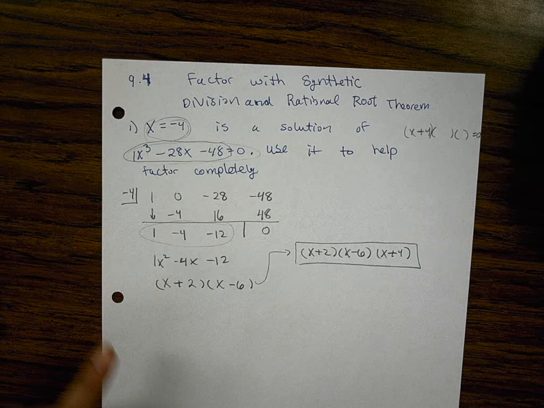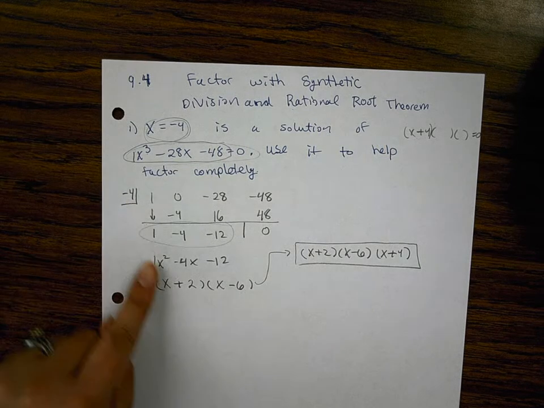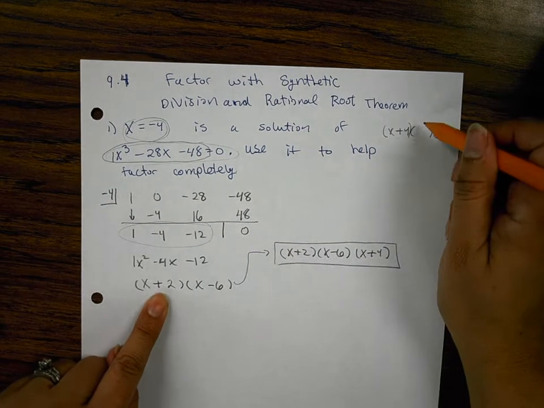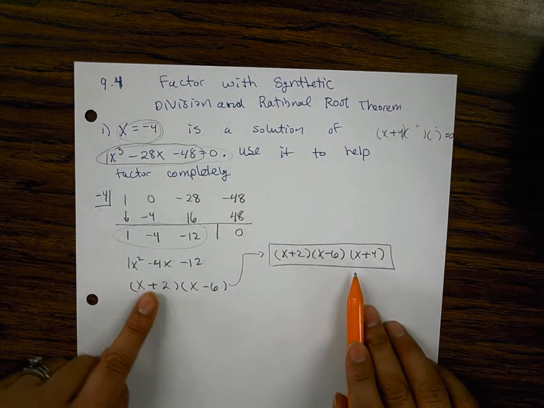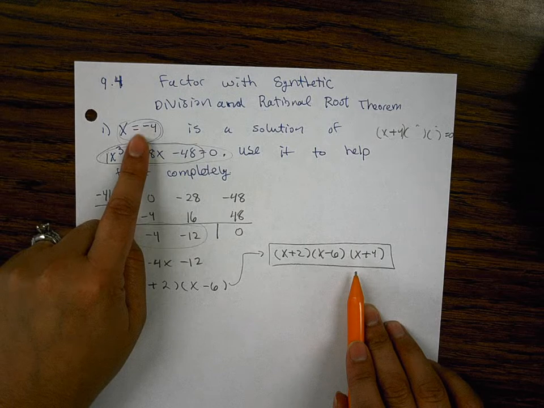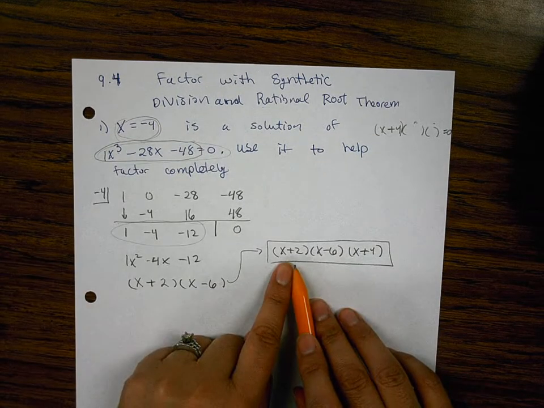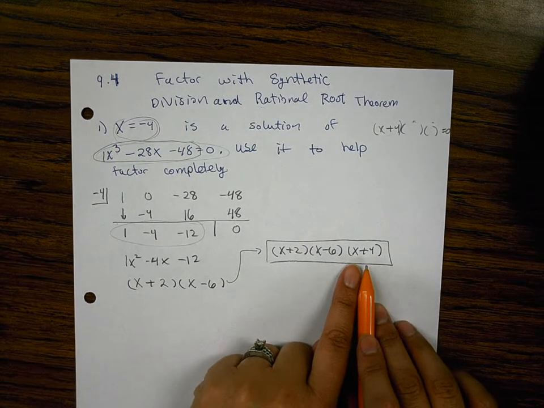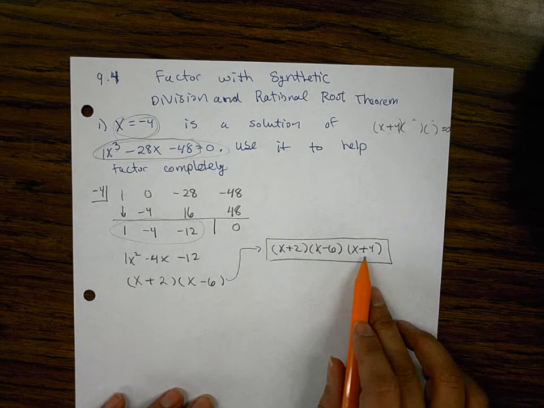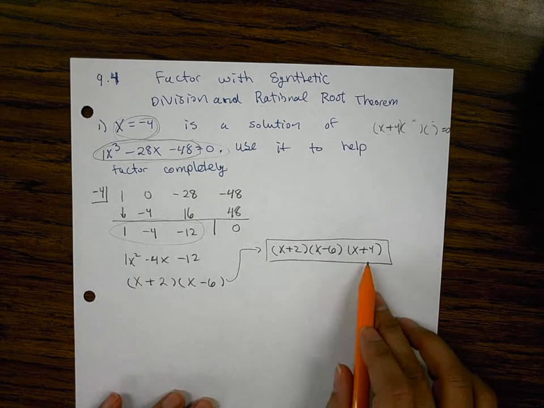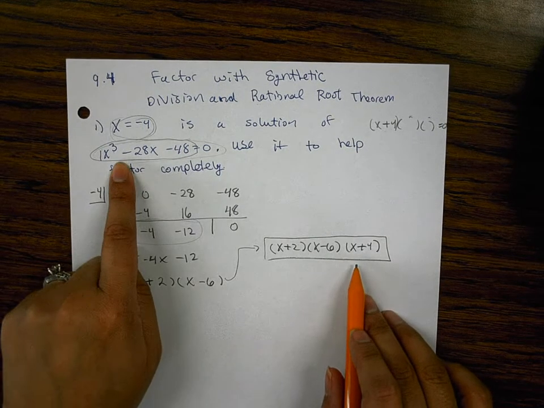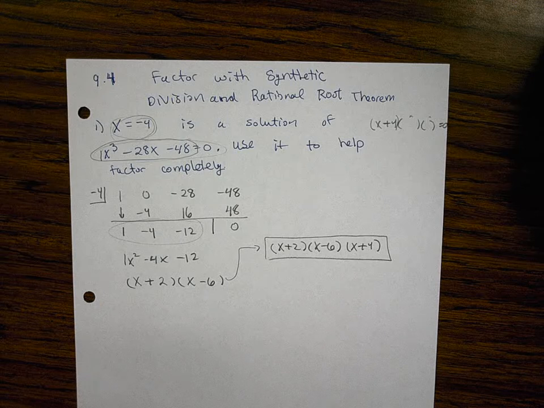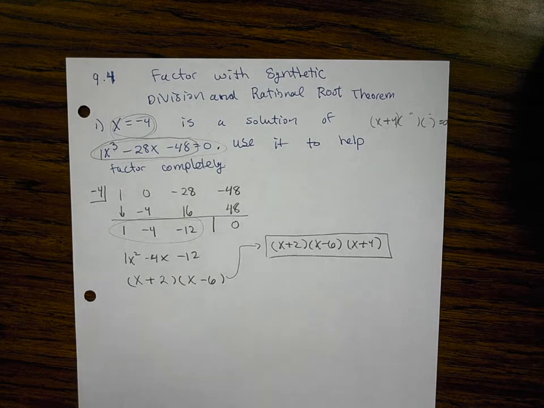How did we do that? We used the -4. We got our other two factors, these two factors that we were missing, x plus 2, x minus 6, and then I used the original one they gave us. If it's x equals -4, that means I write it this way as x plus 4. And if I were to double distribute this and then triple distribute and do all that good stuff, we'd end up with x cubed minus 28x minus 48.